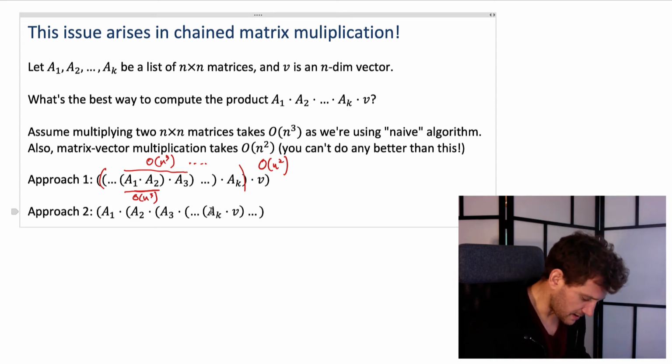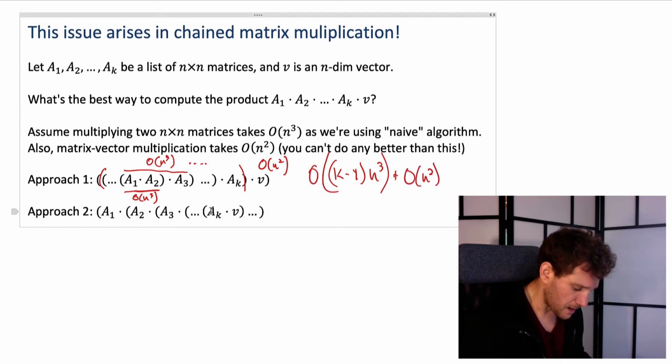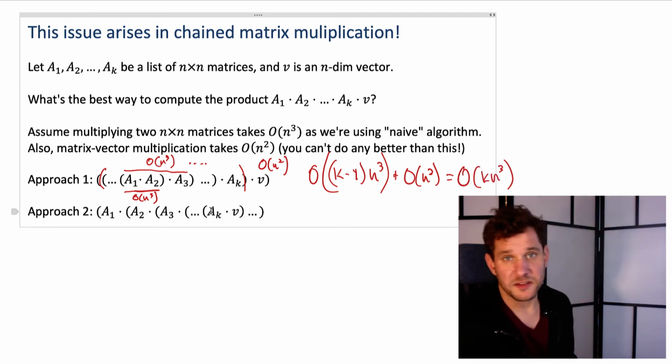So you end up getting (k minus 1) times n cubed plus, this is on the order of, plus on the order of n squared. In total, this is all on the order of k times n cubed, right? Now let's consider the alternative way.